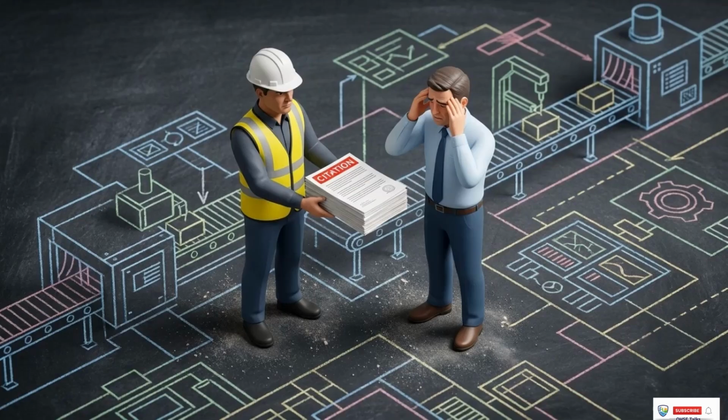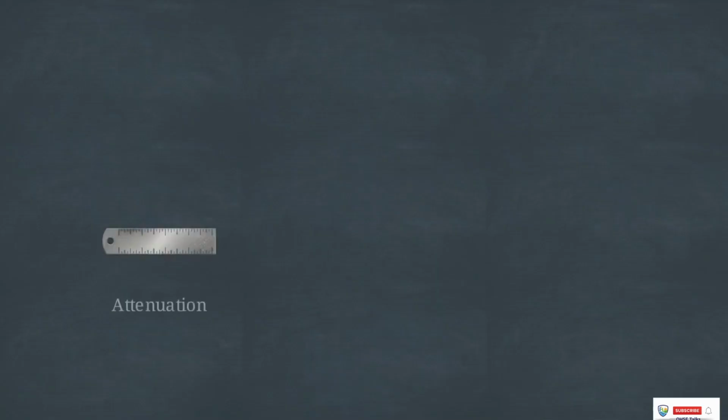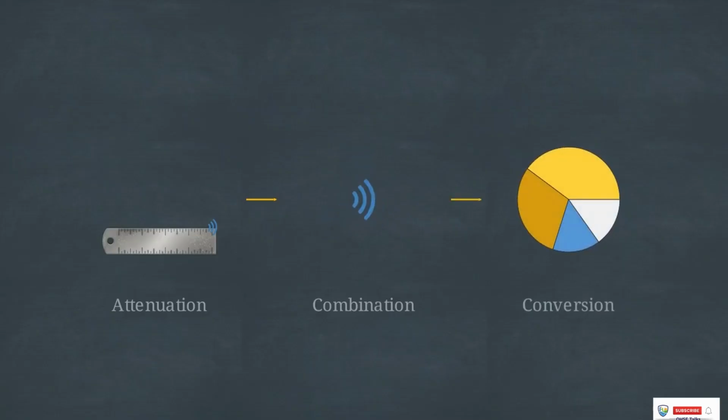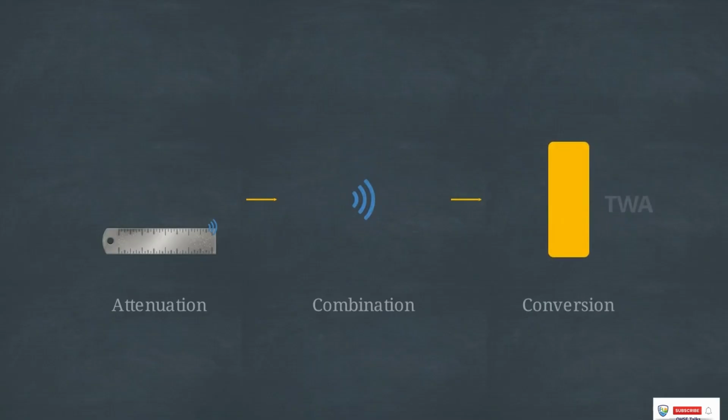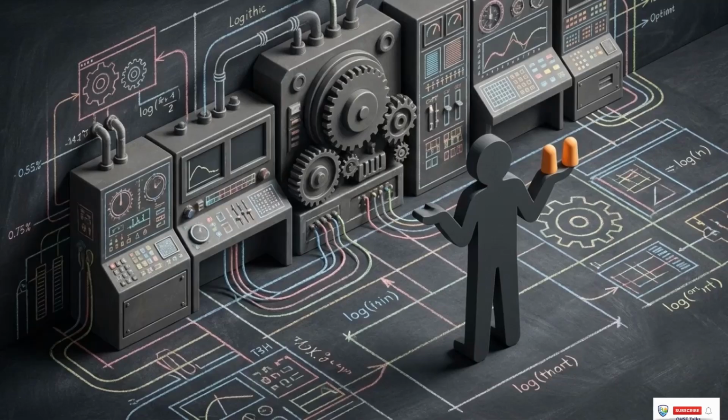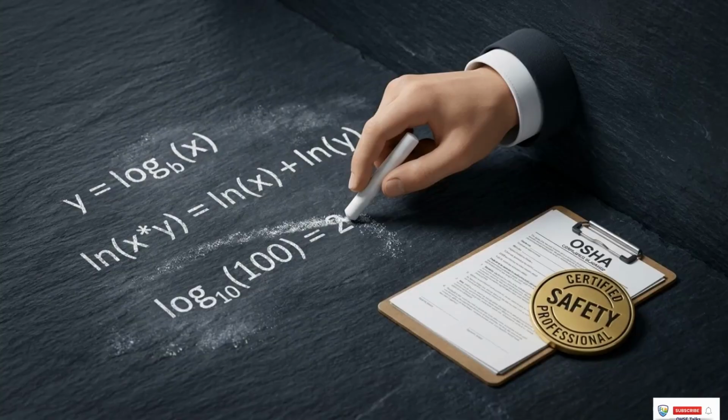In the field, it leads to a failure in regulatory compliance, leaving a workforce unprotected and an organization vulnerable to OSHA citations. We will model a full acoustic environment to prevent these errors. This process tracks how sound attenuates over distance, how multiple sources combine, and how fractional exposures are converted into a legally binding time-weighted average. Mastering these logarithmic transformations separates an amateur guessing at safety protocols from a certified professional who can document OSHA compliance with specific, reproducible math.